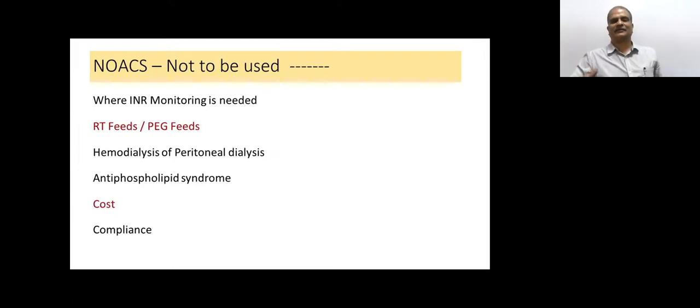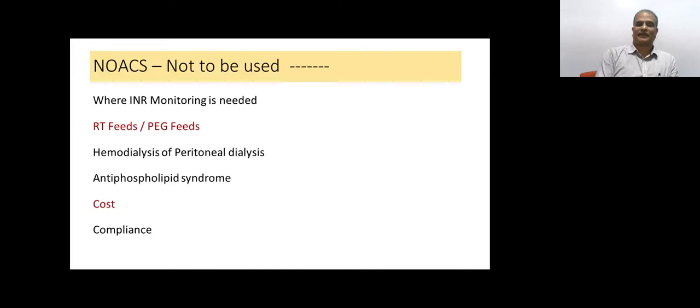Now, there are some other areas where you might not use them, where you need to monitor the INR. Suppose somebody is very obese, say 120 kilos, and you are giving dabigatran or apixaban, that's a fixed dose. It's not meant for somebody who is 130 kilos, where we don't know, the drug may not be working. Those patients, we might still prefer the older ones. Or a patient on RT feeds. We recently had a patient under PMR where they were taking the dabigatran capsule and putting it through the tube. That also won't work. So PEG feeds, RT feeds, you cannot give.